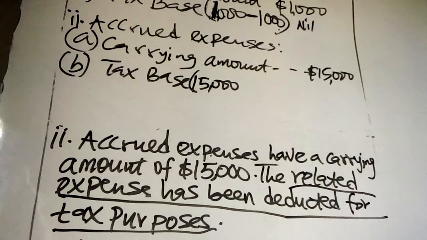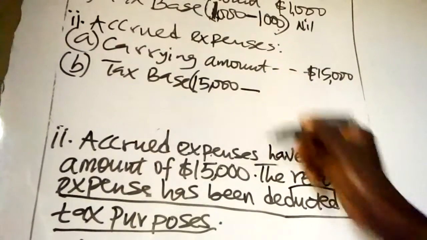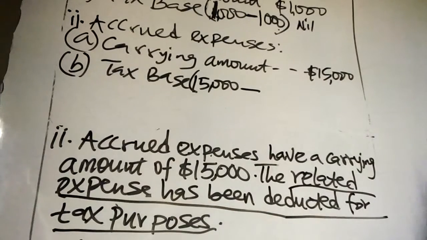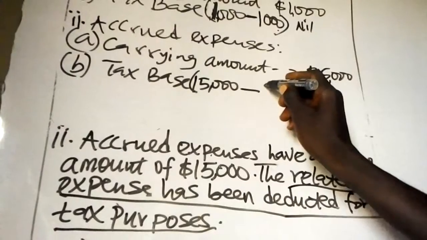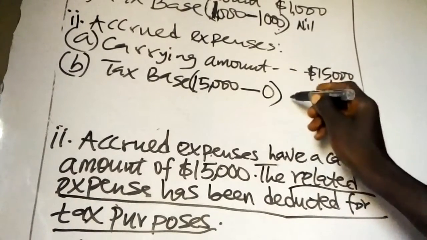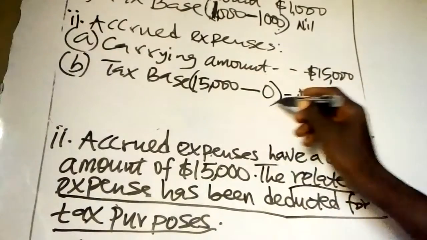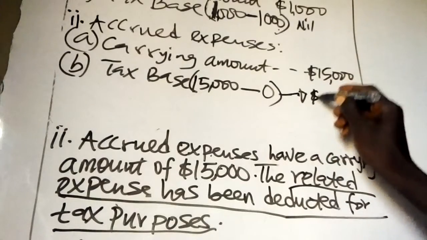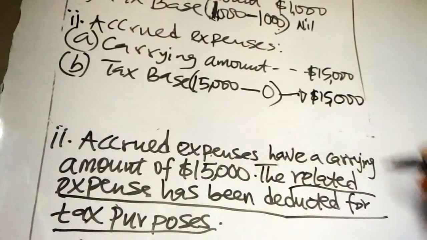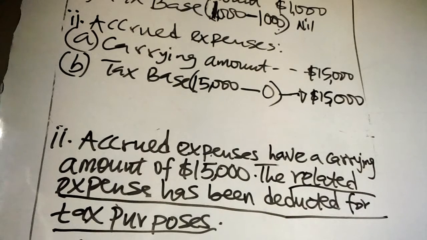And the tax base of liability is the carrying amount less the amount that will be deducted for tax purpose in the future period. The tax base of this liability now will be the carrying amount minus the amount that will be deducted. Since the related expenses has been deducted, no further amount will be deducted in the future. The amount that will be deducted in the future is nil, which is 0. Therefore, the tax base will be 15,000 minus 0, and that will still be $15,000. That is for Roman figure 2.